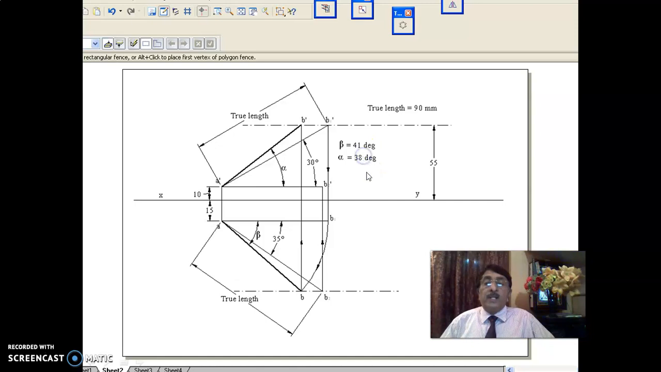Measure alpha and beta, everything. What is alpha? What is beta? You measure. Theta has been given, phi has been given, but be careful in any problem: whatever parameters they give, 30 degrees is a parameter, 35 degrees is a parameter, 55 mm is a parameter, only those three you show. Other things like alpha and beta, you show in that way only.